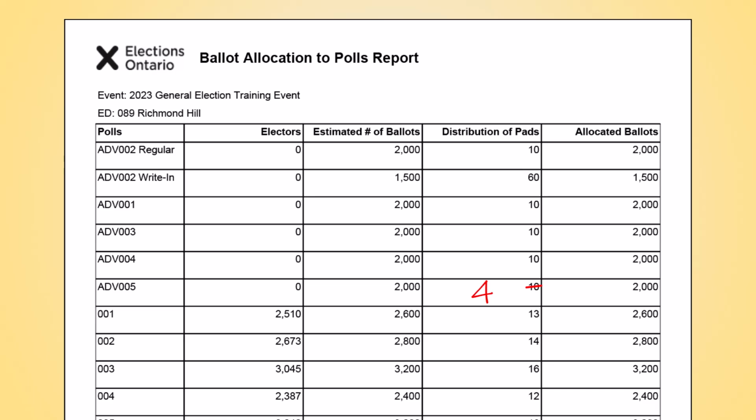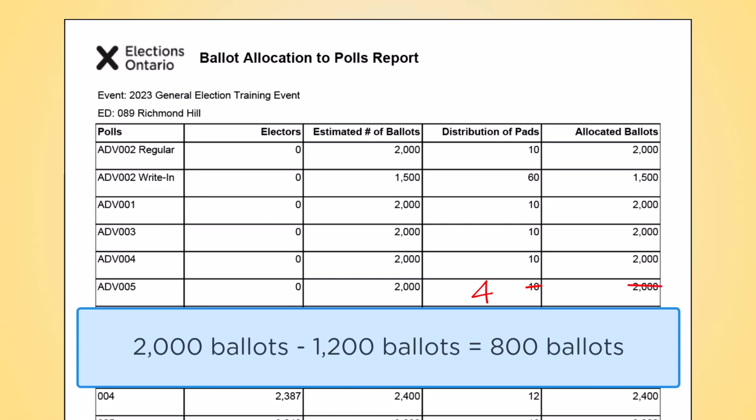Now we need to adjust the allocated ballots column to reflect the changes. Cross off the original number, subtract the amount of ballots being reallocated, and write in the new number. In this case, we would cross out the 2,000, subtract 1,200, and write in 800.